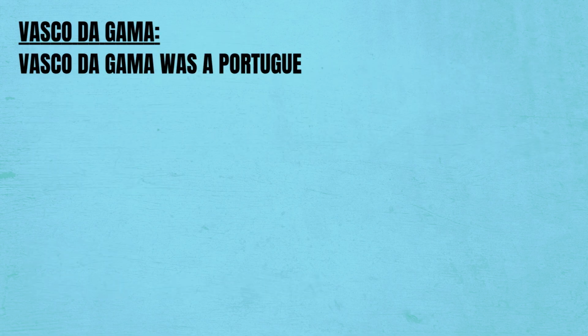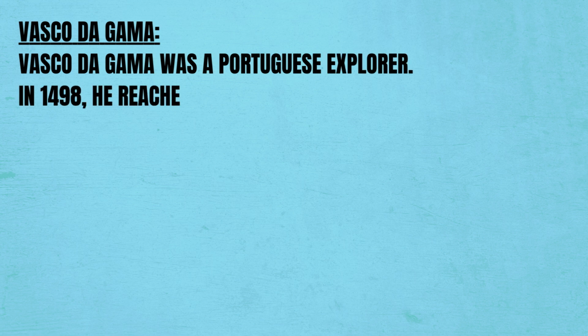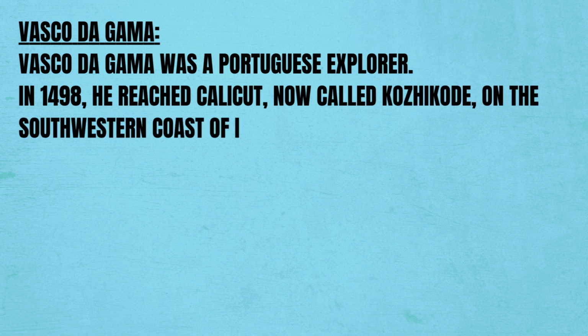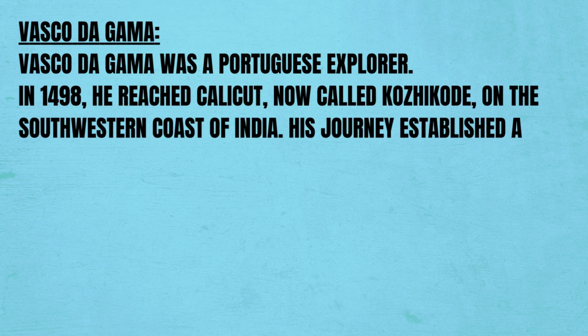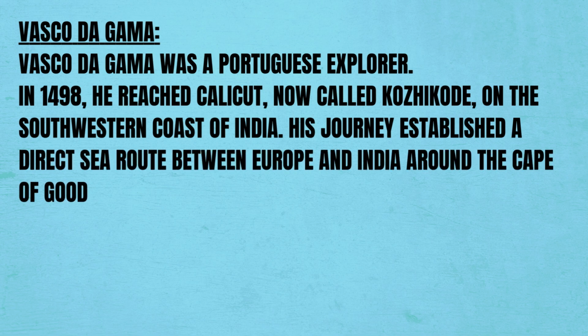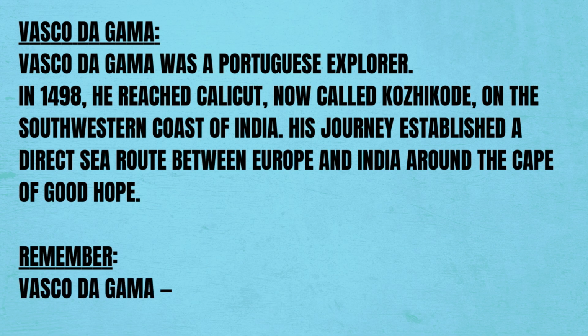Vasco da Gama. Vasco da Gama was a Portuguese explorer. In 1498, he reached Calicut, now called Kozhikode, on the southwestern coast of India. His journey established a direct sea route between Europe and India around the Cape of Good Hope. Remember, Vasco da Gama, India, 1498.